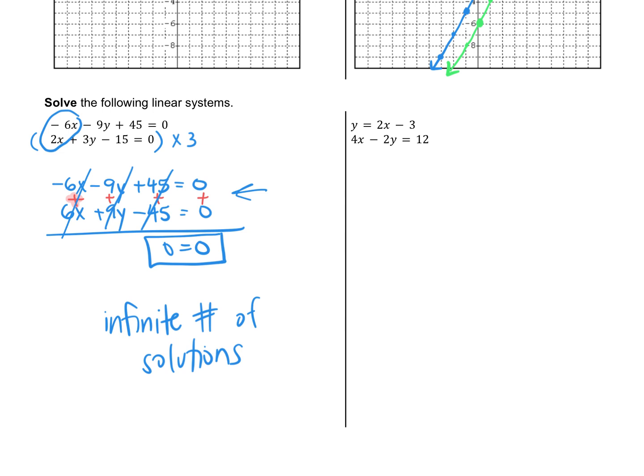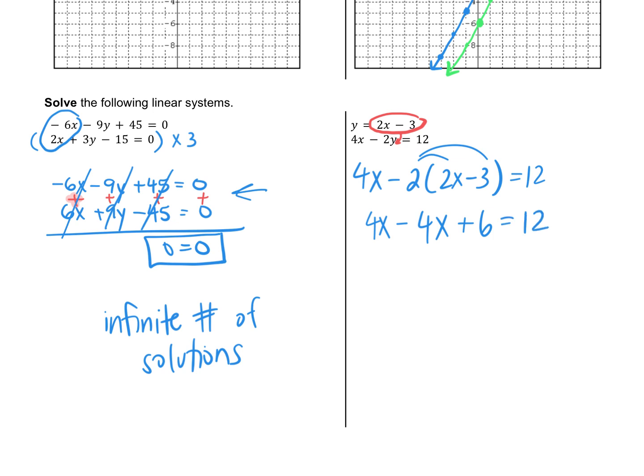The next one is set up nicely for substitution. I have an isolated variable, y equals 2x minus 3. So I'm going to take this and replace the y in the second equation with it. And let's see what happens. I'm going to distribute that negative 2 in so that I have 4x minus 4x plus 6 equals 12. Well, 4x minus 4x is 0, so that's gone. And then I end up with the statement that 6 equals 12. Or if I had brought this 6 over, I would have 0 equals 12 minus 6, which is 6. Either way, these are false statements.